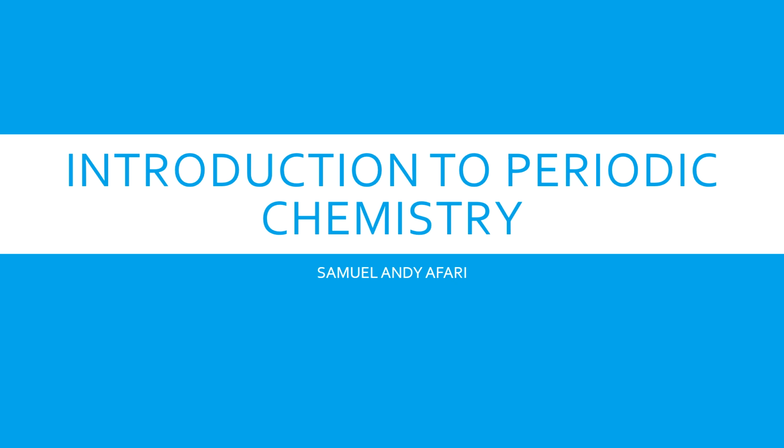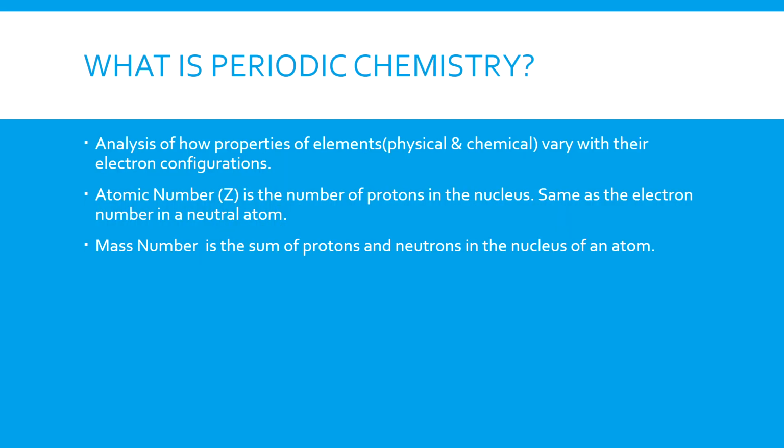Today we are going to look at Introduction to Periodic Chemistry. Okay, that is what we are going to look at for today. Introduction to Periodic Chemistry. So, what then is periodic chemistry? Basically, periodic chemistry refers to the analysis of how properties of elements, whether physical properties or chemical properties, vary with their electron configurations.